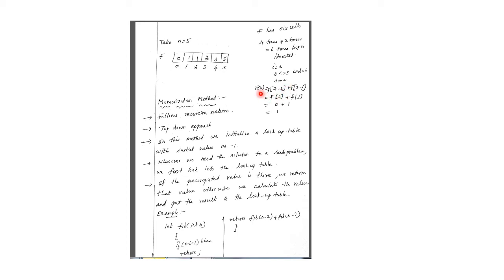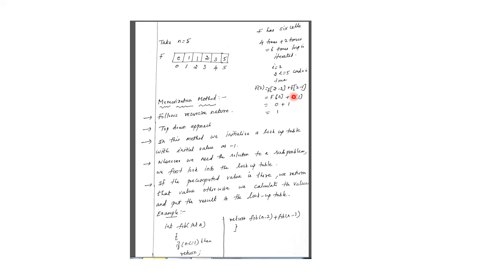So we will calculate f of 2. f of 2 is equal to f of 2 minus 2 plus f of 2 minus 1, so f of 0 plus f of 1. We know the value of f of 0 is 0 and f of 1 is 1. Why? In the program itself, it is mentioned that f of 0 is equal to 0 and f of 1 is equal to 1. So the value of f of 0 is taken as 0 and f of 1 is 1.